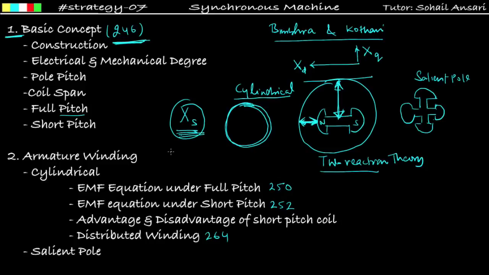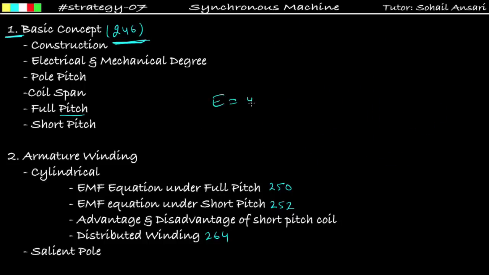So what you have to study in EMF equation under full pitch, you have to derive the formula of EMF, that is E equal to, the RMS value, 4.44 f N phase into phi. Remember, this N phase is the number of turns per phase, this is not a speed. Got it? So you have to derive this EMF equation under full pitch. And second is the EMF equation under short pitch.